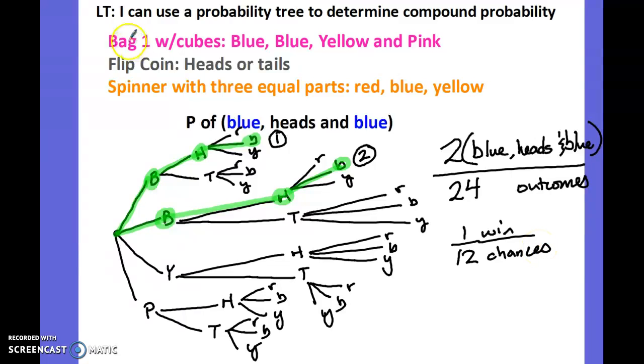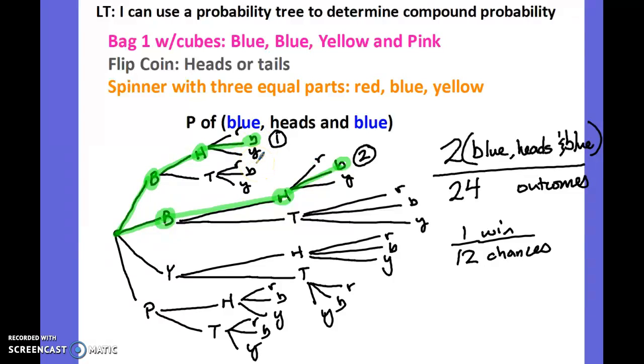Review again, because we know there are 3 actions, we know there's going to be 3 different sets of branches. To figure out the numerator, you just simply read the roadmap and go blue, heads, blue, because that's what we're looking for in terms of the probability. Find as many of those as possible. We only find 2 in this whole set of outcomes. And how do we figure out the total number of outcomes? You count the end branches.